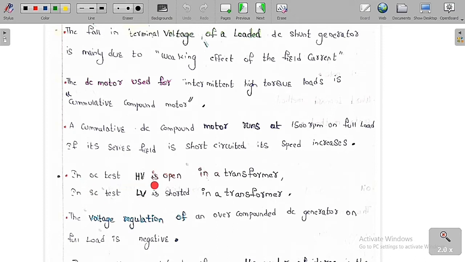So in the OC test, HV is open circuited in a transformer, and in the SC test, LV is short circuited in a transformer. I have already told you, the open circuit test in a transformer is equal to the no load test of an induction motor, and the short circuit test in a transformer is equal to the blocked rotor test in an induction motor.